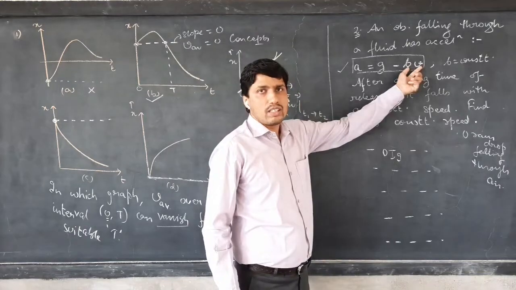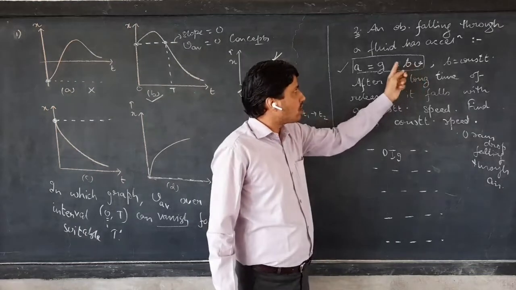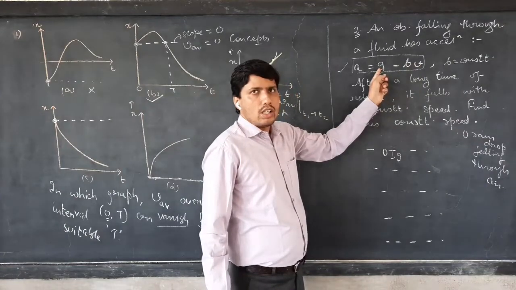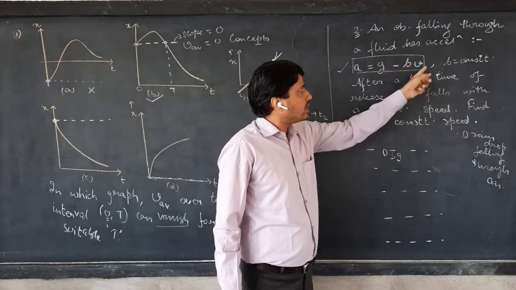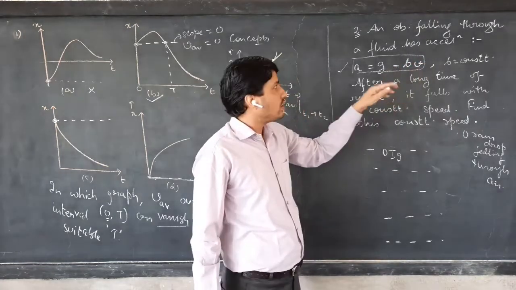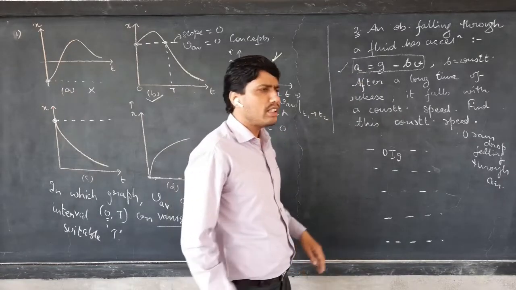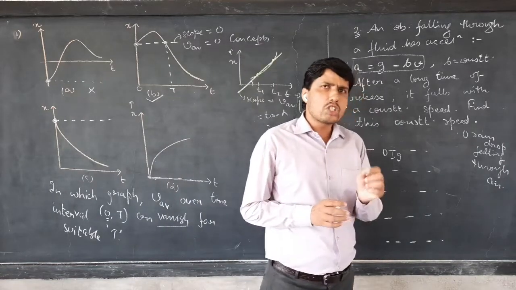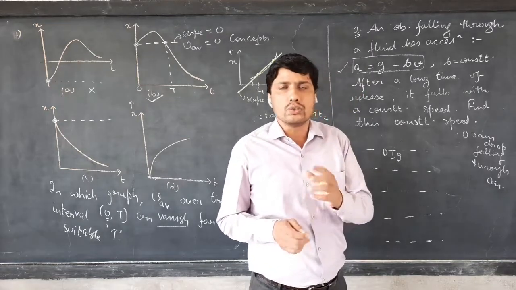The second term will increase because of increase in v, and this term has to be subtracted from the constant g. So as v becomes more and more, the second term will increase. As a result, the entire expression g minus bv will decrease. So a will go on decreasing. Acceleration will go on decreasing. So it gives you a clue that there must be some instant where this acceleration decreases to zero.